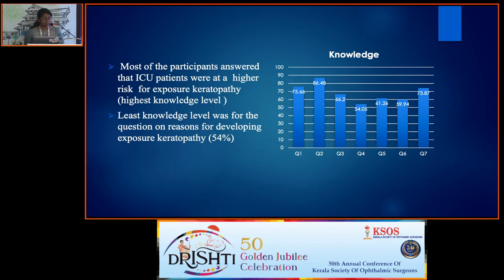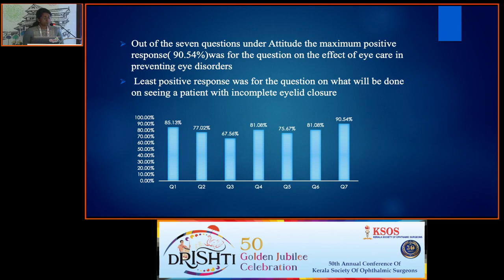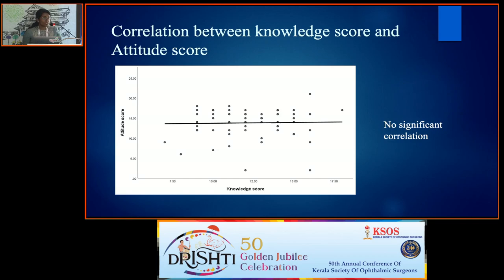50% of the study participants had good attitude. Out of the seven questions on attitude, maximum positive response was for the question on the effect of eye care in preventing eye disorders, which is about 90%. And least positive response was for the question on what to be done on seeing a patient with incomplete eyelid closure. There was no significant correlation between the knowledge and attitude score.